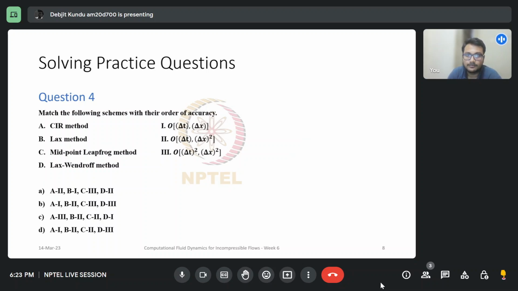So you have to match each method with its proper order of accuracy, and once you have done so, you'll have to pick the correct combination from the options given below. The options are: option A, A2, B1, C3, D2. Option B, A1, B2, C3, D3. Option C, we have A3, B3, C2 and D1. And option D, we have A1, B2, C2 and D3.